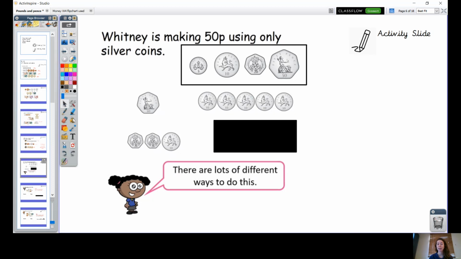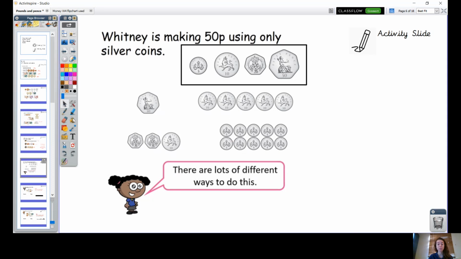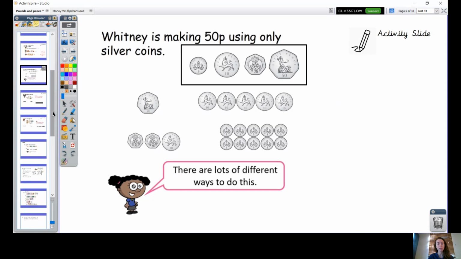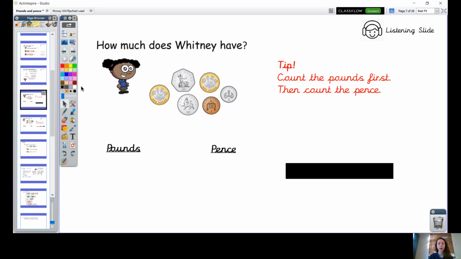You might have chosen to use 5 10p's because we know that 5 times 10 is 50. You might have decided to go for the 5p coins and use 10 5p's because we know that 5 times 10 is 50 as well. So you might have got those ways, you might have got different ways today. That's okay, as long as you made 50 as the total and you only used silver coins. Well done.